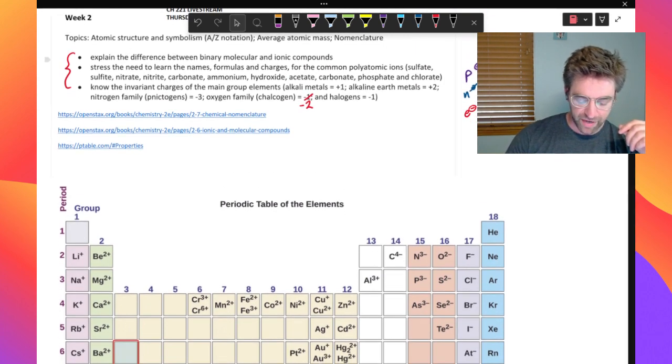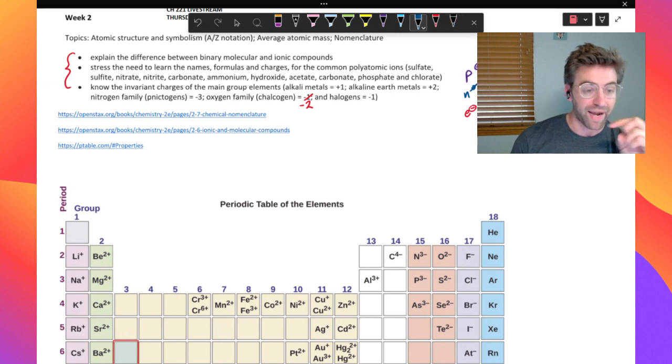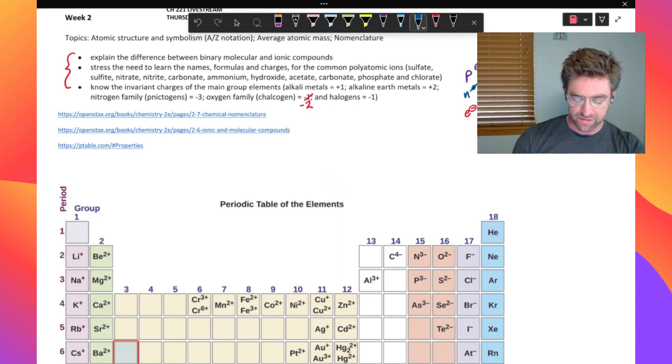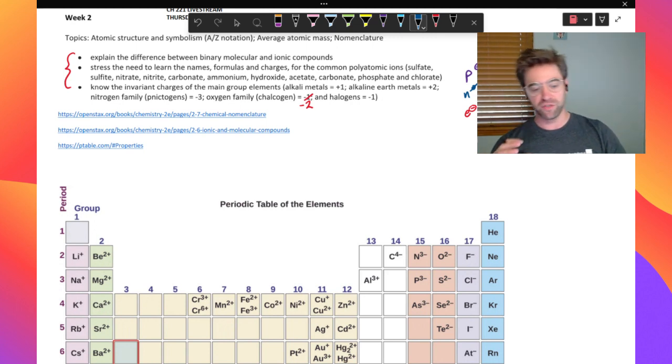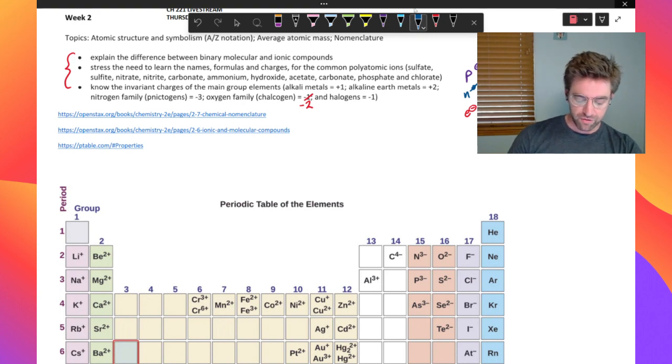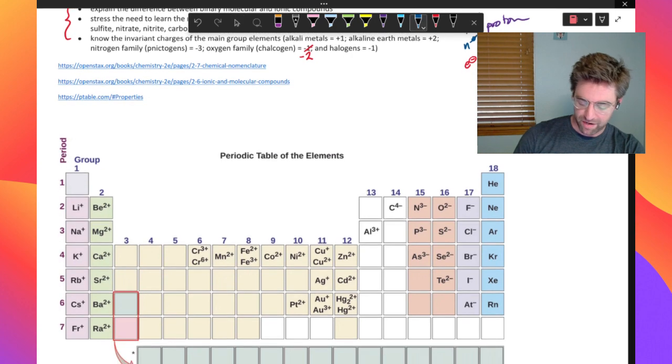So the difference between a binary molecular and an ionic compound. Binary molecular simply means that it's binary. It has two components. Molecular, more than one atom. And compound is just very broadly a term that refers to many atoms bound together. Ionic compounds have some unique properties.